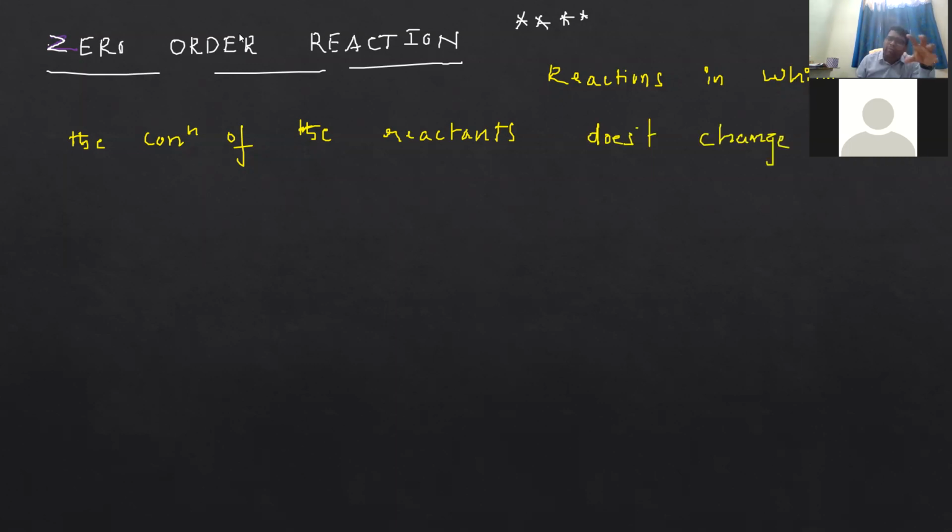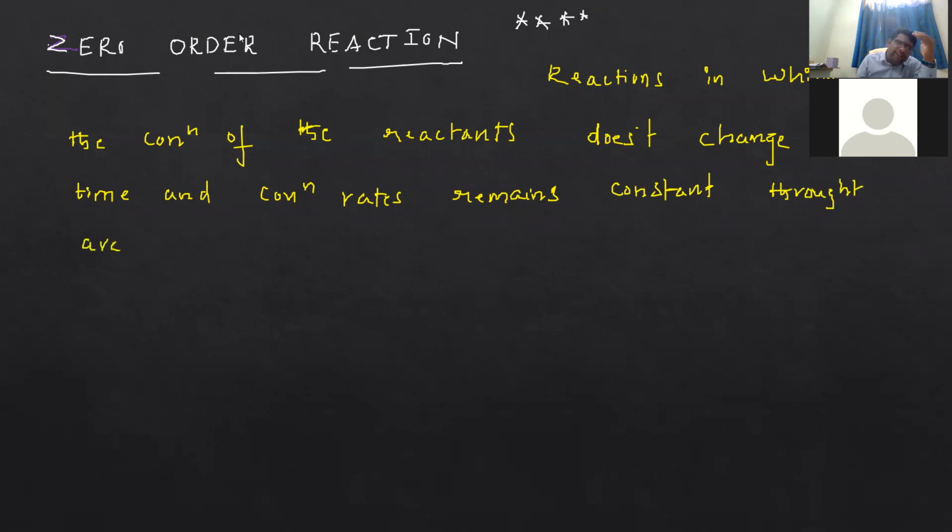It will be explained with the graph after the derivation. Does not change with time, and concentration rates remain constant throughout the reaction are said to be zero order reaction. Or one more definition.